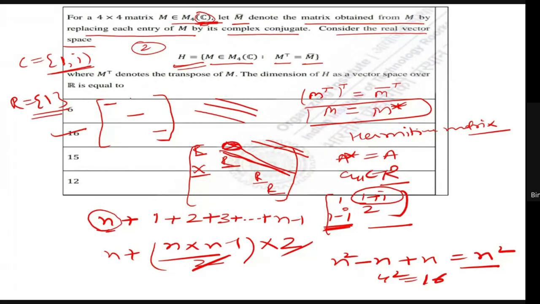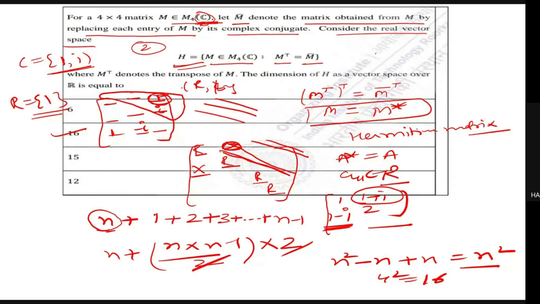Now on the off-diagonal elements, you can fill any complex number. If I put one here, then there will be one at the mirrored position. If I put iota here, then there will be minus iota there. So on the upper triangular entries, you have two choices: in the form of the real number as well as the non-real, that is the complex imaginary part.